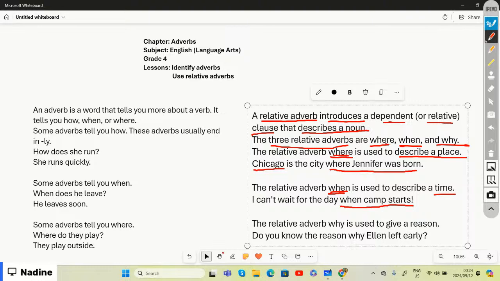And then we also have the relative adverb why. The relative adverb why is used to give a reason. Like, why is this happening? Why is something taking place? Right?